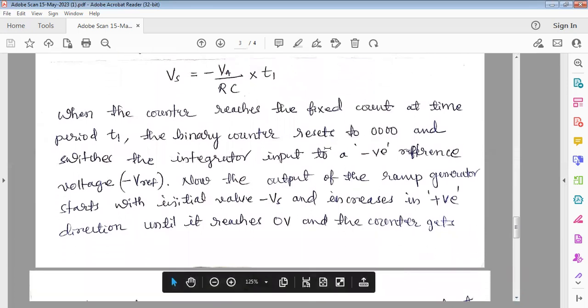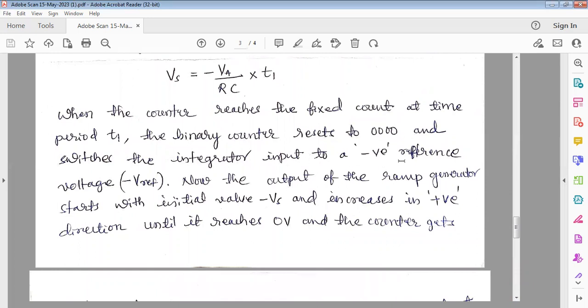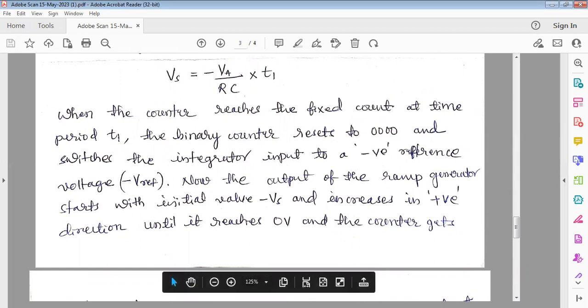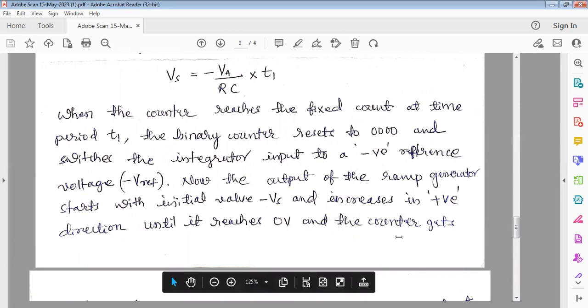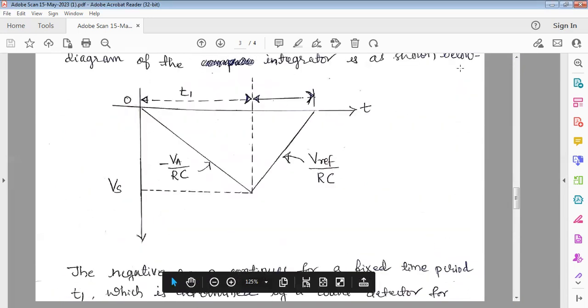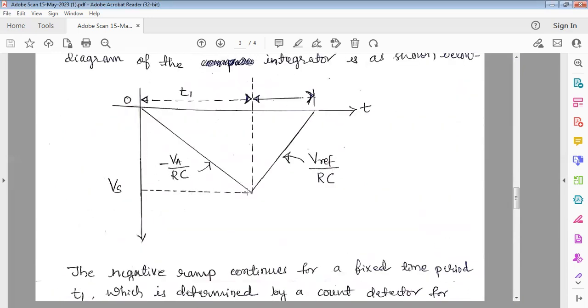And so the binary counter resets to 000 and switches the integrator input to a negative reference voltage. Now the output of the ramp generator starts with initial negative source voltage and increases in the positive direction until it reaches 0, and the counter gets advanced. So here it is minus Vs at this point, and for the next cycle, the counter increases in the positive direction until it reaches the 0 volt. 0 volt is here.